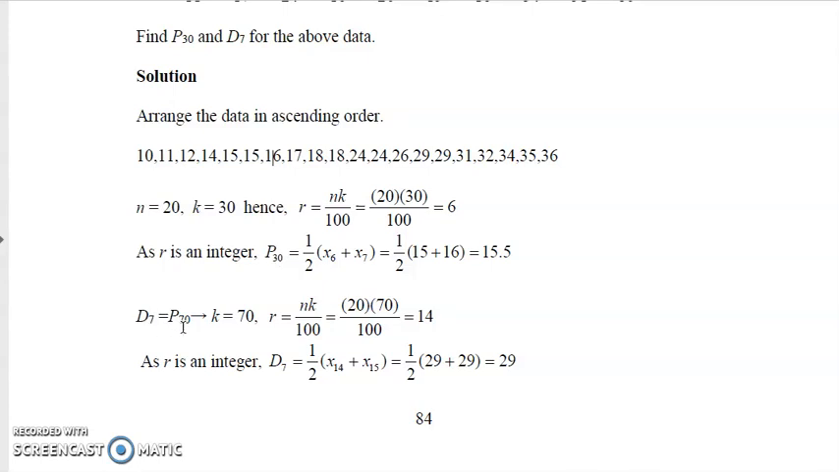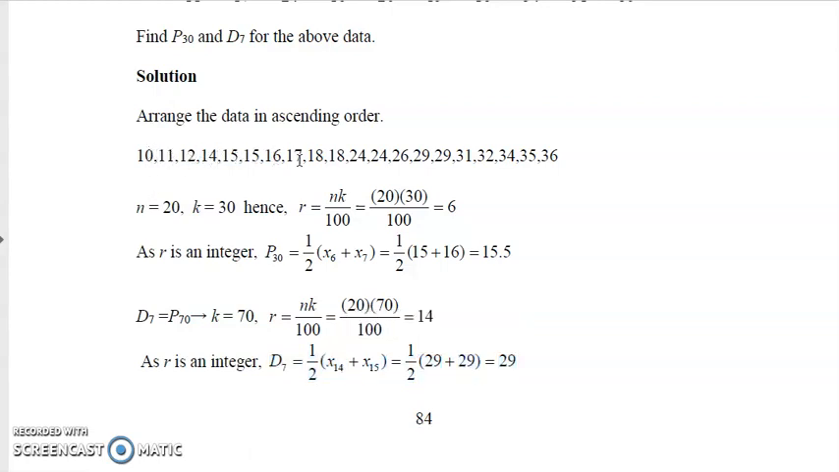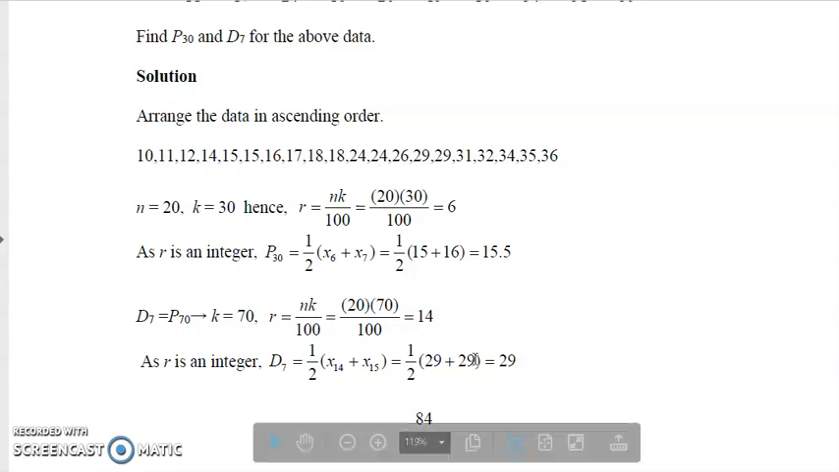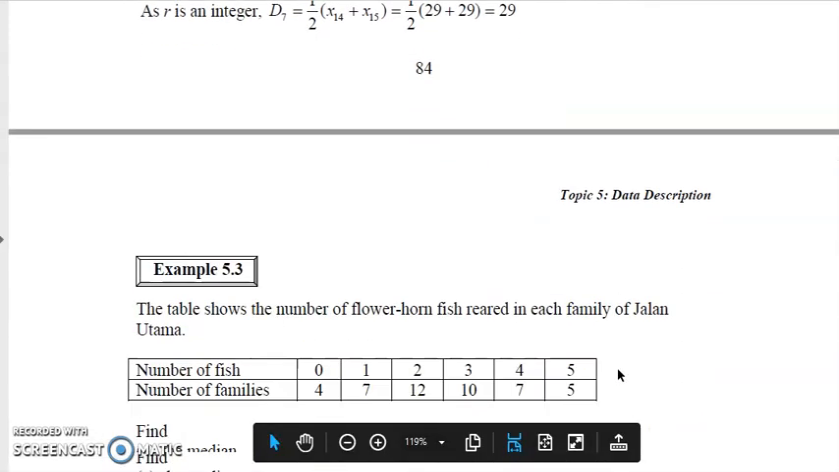Still using the same formula for P70, nk over 100, which means 20 times 70 over 100 is 14. So R is an integer, and we are going to count to x14: 1, 2, 3, 4, 5, 6, 7, 8, 9, 10, 11, 12, 13, 14, which is 29. So 29 plus 29 divided by 2 gives us 29. I hope you're clear about this part.